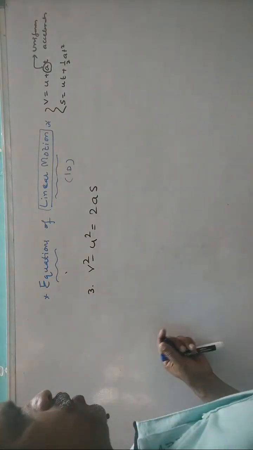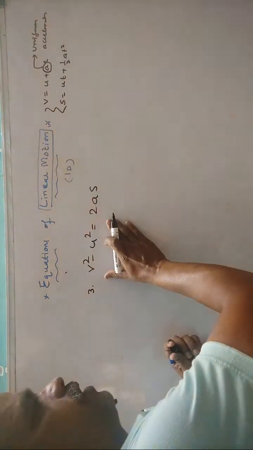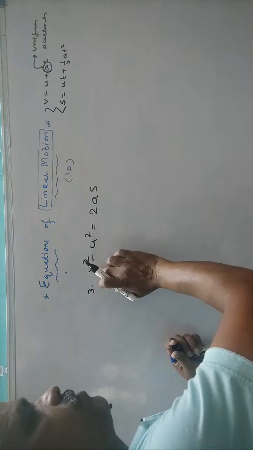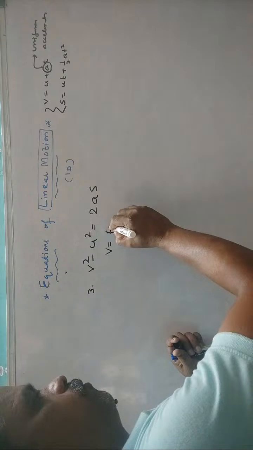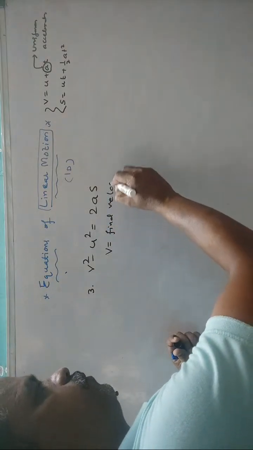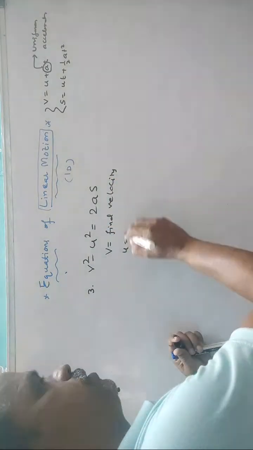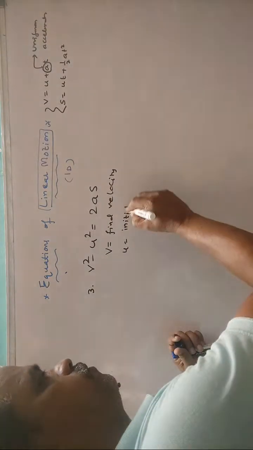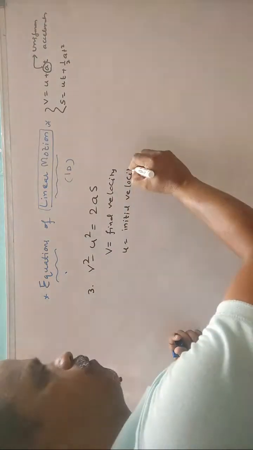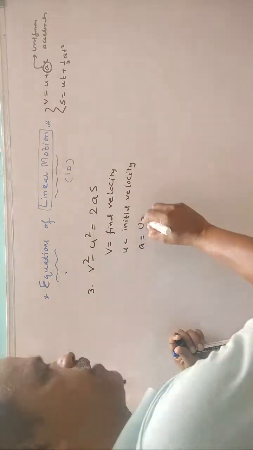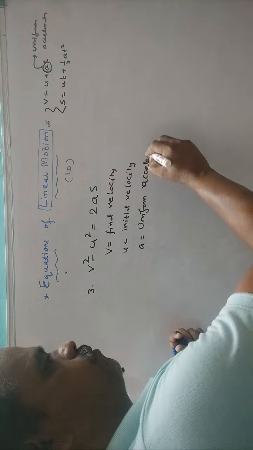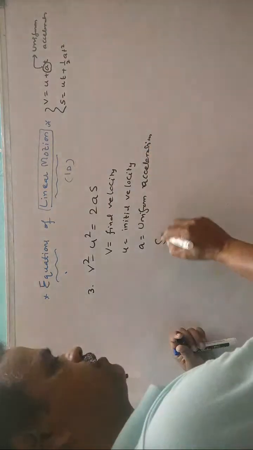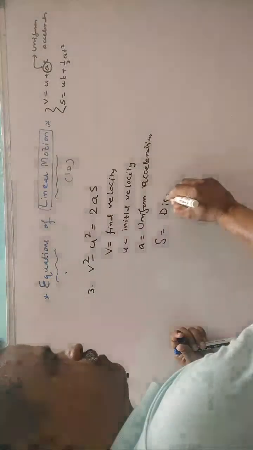Here also we have four variables, that is v, u, a, s. What is v? Already you know, final velocity. u is initial velocity. a is uniform acceleration. Then s is nothing but displacement.